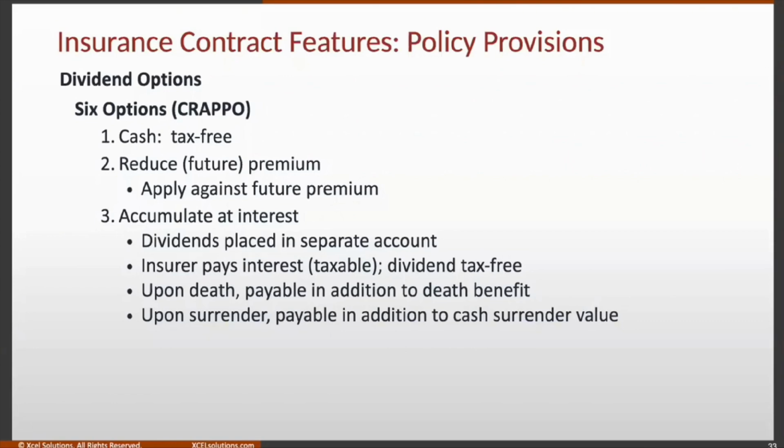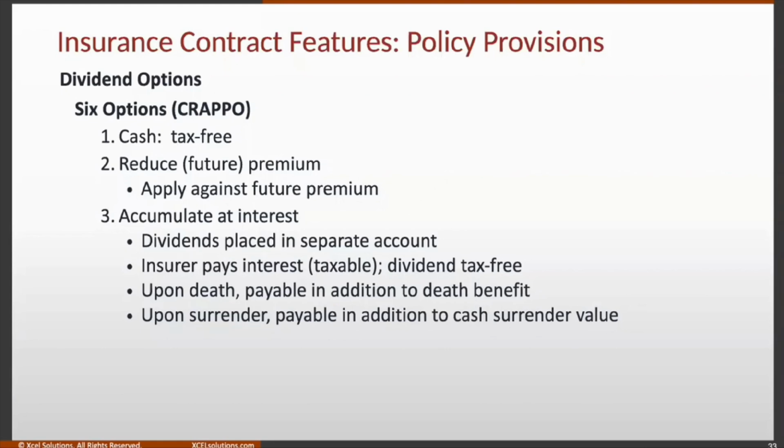It's received tax-free. They also can allocate the dividend to be used to reduce future premiums. So if they allocate the dividend to reduce future premiums, they can instruct the insurance company to apply that dividend against future premium costs. That eliminates them having to pay large premium costs in the future. Their premium would be reduced by the amount of premium that the dividend is paying. Otherwise, they would be sent a premium notice, and they would have to obviously pay that premium by the due date.